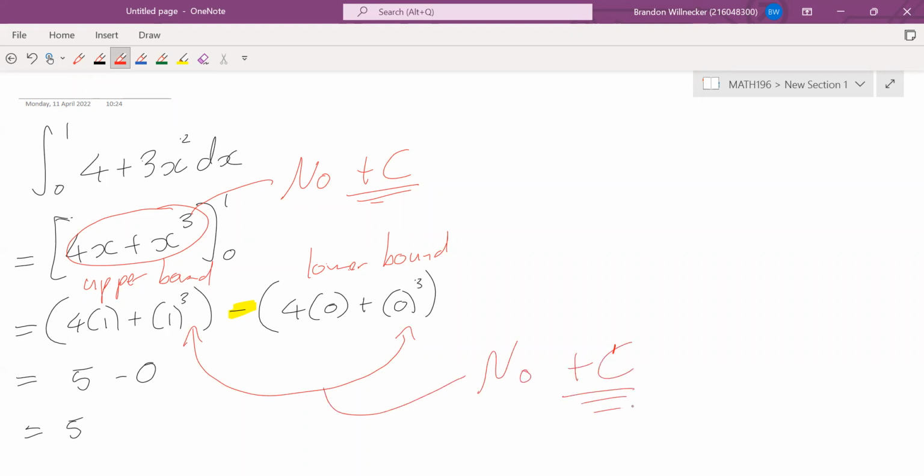Okay, I've seen a couple students putting plus c in the antiderivative in this first step, and they're putting plus c in the antiderivative evaluation for the second step here. Okay, you don't do that. There's no plus c anywhere for definite integrals. You only put plus c when you are finding indefinite integrals. Okay, we're going to look at that tomorrow.